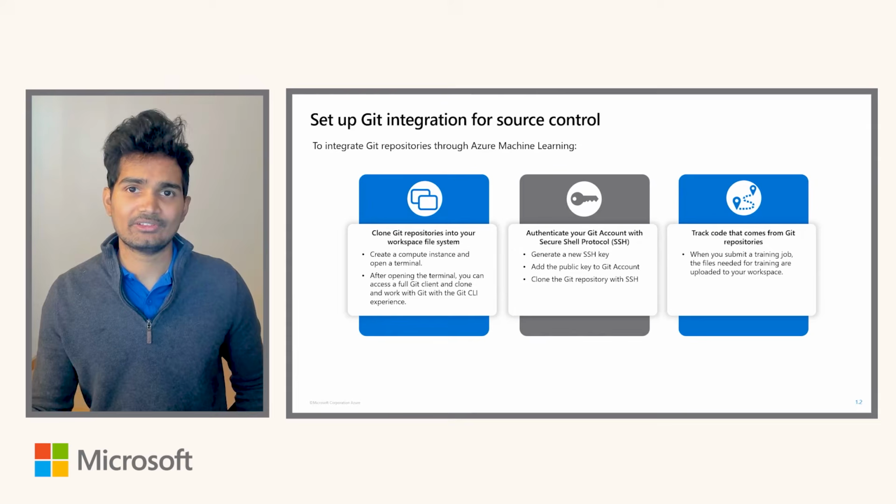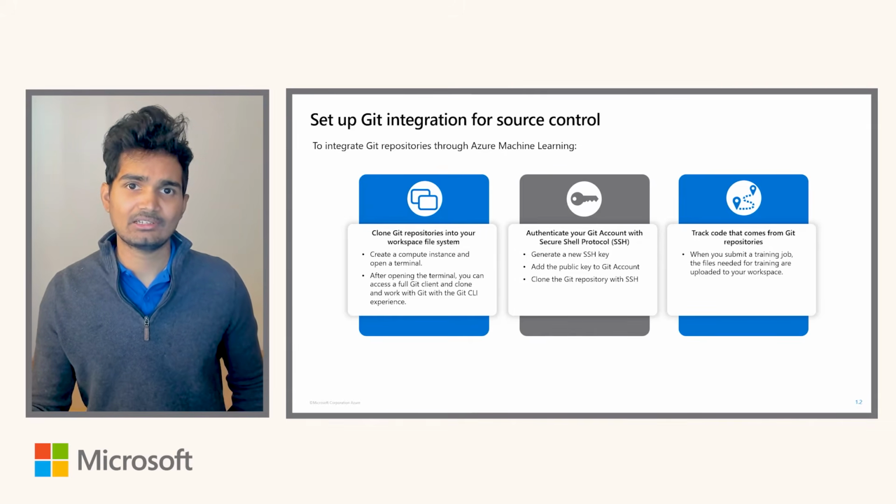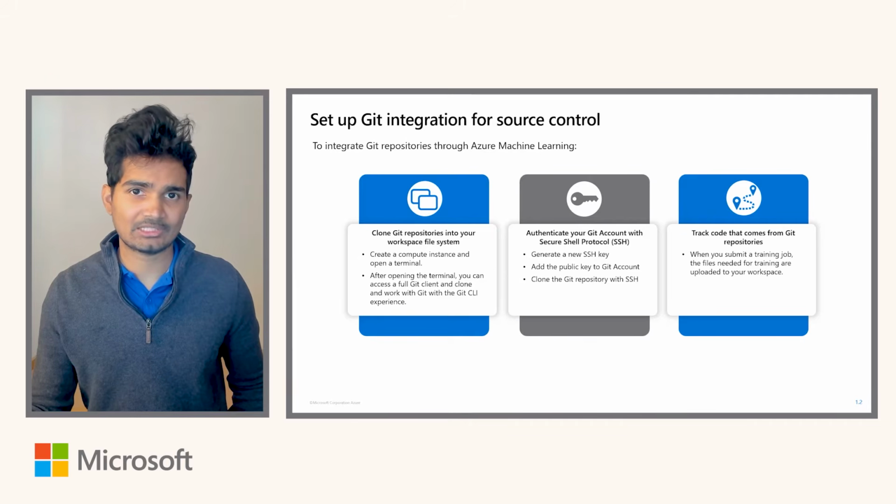When integrating with Git in Azure Machine Learning, make sure you know the following steps. To clone a Git repository into your workspace, create a compute instance and open a terminal. After opening the terminal, you can access a full Git client and work with Git using the CLI experience. Know how to authenticate to a Git account with SSH. You can track code from Git repositories.